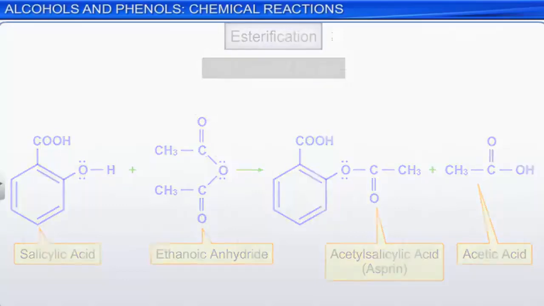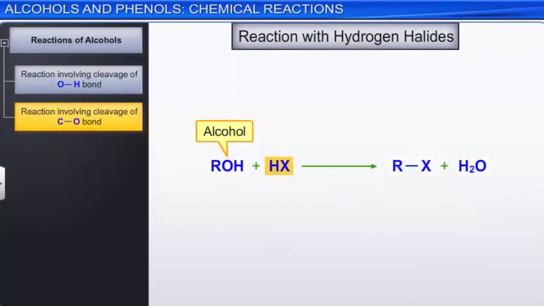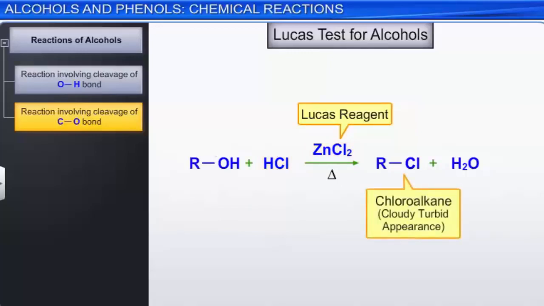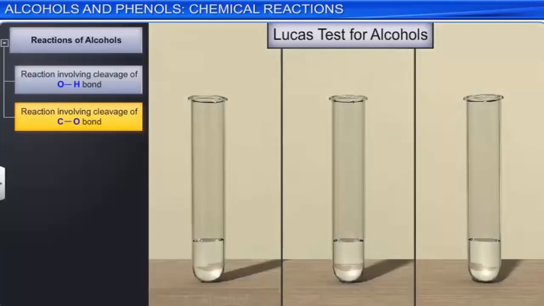Now let's turn our attention to reactions that result in cleavage of the carbon-oxygen bond. Only alcohols show these types of reactions. Alcohols react with hydrogen halides to form alkyl halides and water. The Lucas test for alcohols uses the Lucas reagent, a solution of zinc chloride in concentrated hydrochloric acid. When the insoluble chloroalkane forms, the resulting mixture has a cloudy, turbid appearance. The Lucas test is used to differentiate between primary, secondary, and tertiary alcohols.